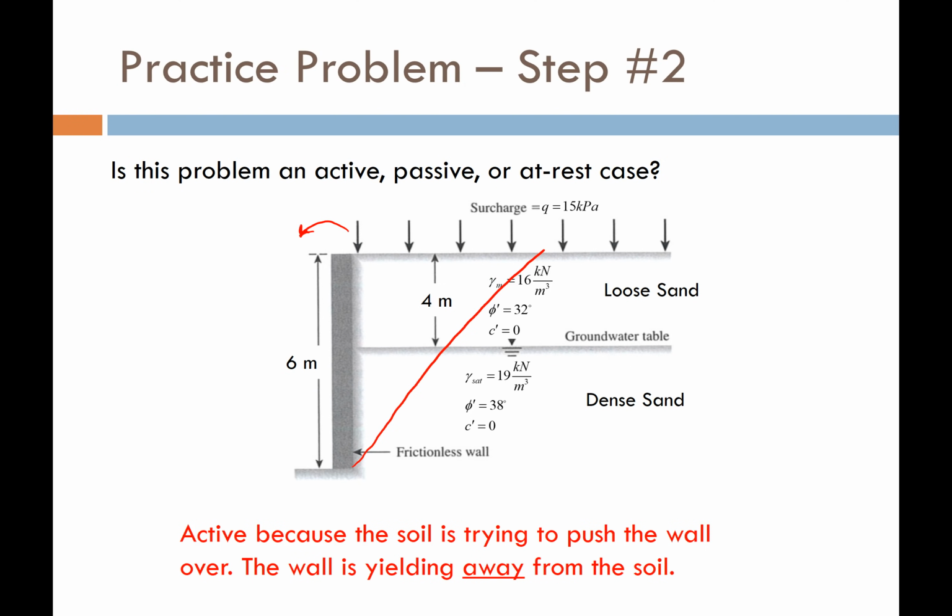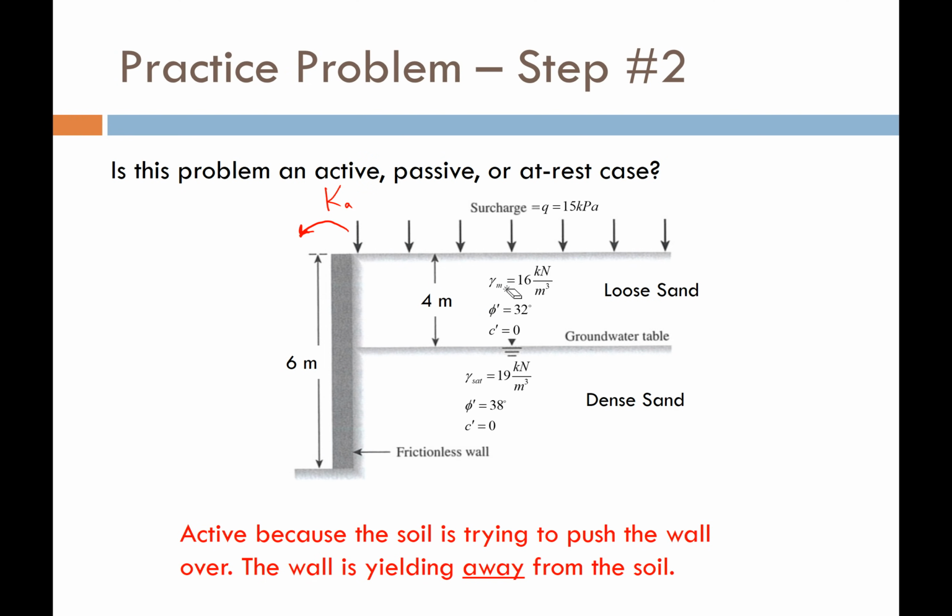In this particular case, it's active because the soil is developing extension behind the wall. The soil is trying to push the wall over, the wall's yielding away, and it's causing the soil behind it to chase it and develop that extension in the soil. So we have the active condition. We're going to be using the Ka term in this problem.